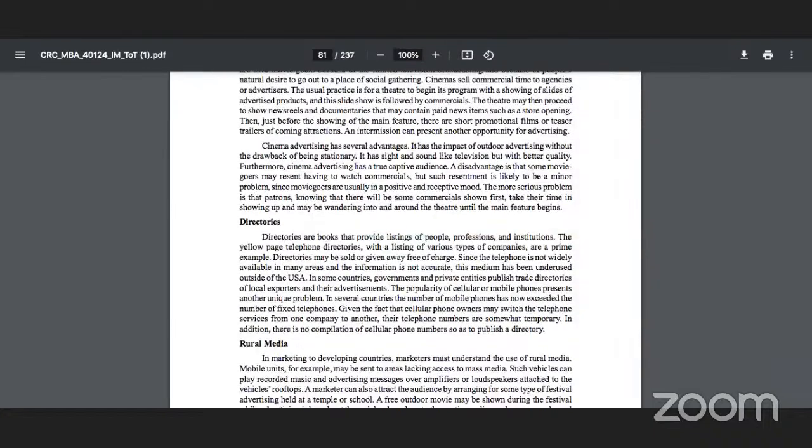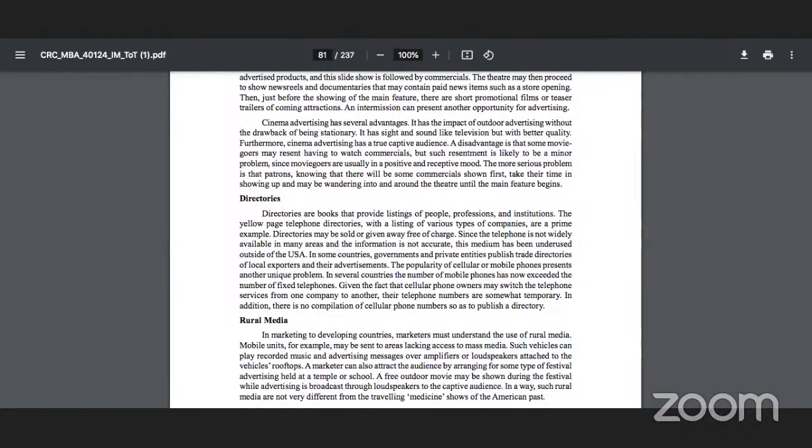So, cinema advertising has several advantages. It has the impact of outdoor advertising without the drawback of being stationary. So, it has sight and sound like television, but with much better quality. And further, advertising on cinema has a true captive audience.